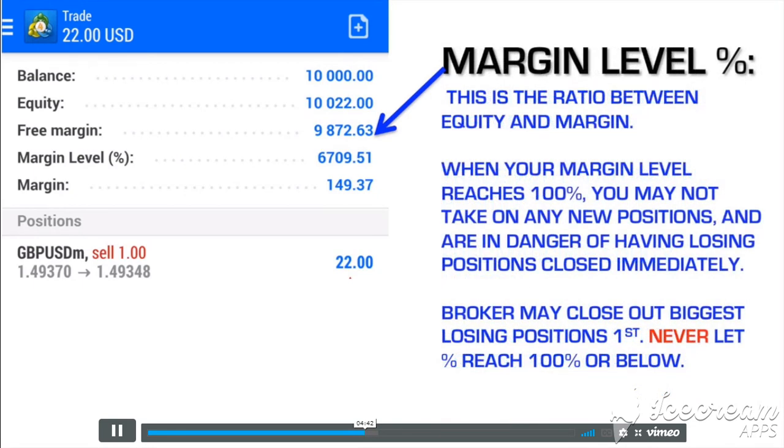The next one is margin level percent. Now, this is something that you definitely want to pay attention to. And this kind of goes back to what I was saying about free margin, why you shouldn't have multiple different things, different options.